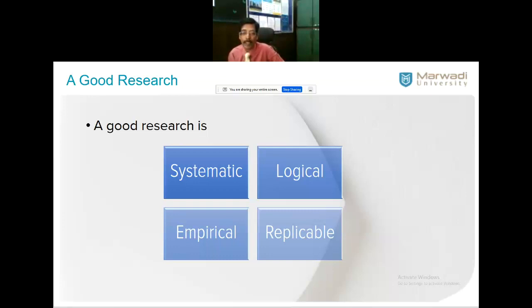So empirical and replicable are also 2 desirable qualities. You are able to narrate the problem, pinpoint the solution, and generalize it. Replicable means there are some followers for you. They must be in a position to take your work further and still go further. That means your work should not be at a dead end where others cannot take it up and work further. So good research is replicable research. So these 4 points: systematic, logical, empirical, and replicable.